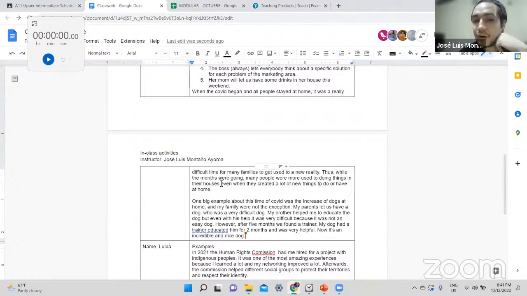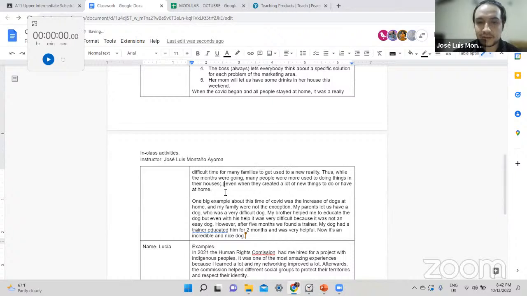So thus, while the months were going, comma, good, many people were more used to doing things. Great. This is very good. Okay, "to" with "ing". Also, many people only say "used to do," but that's past habit. This is not a past habit. This is like to be accustomed, in the past. It's similar, but it's not the same. So more used to doing things in their houses, even when they created a lot, even when this feels like a thing that it's connected.